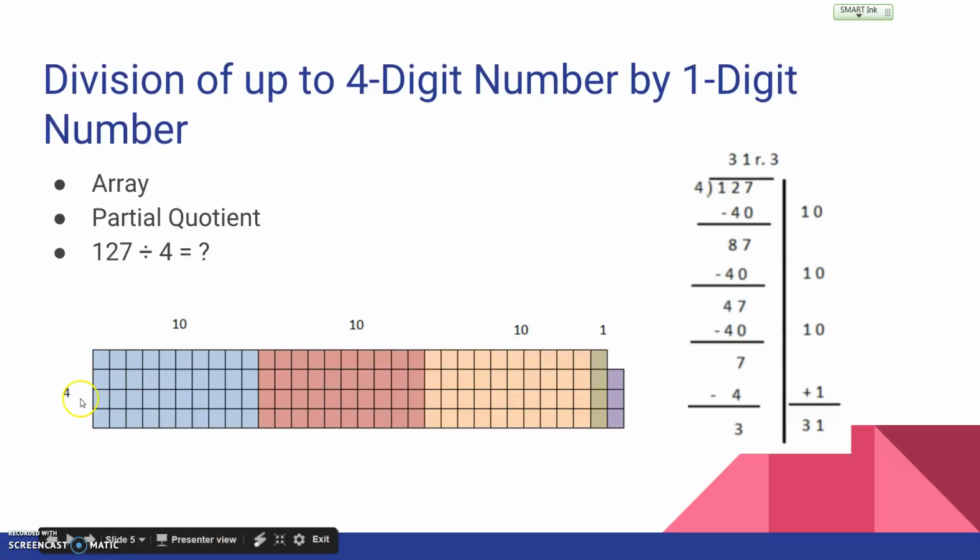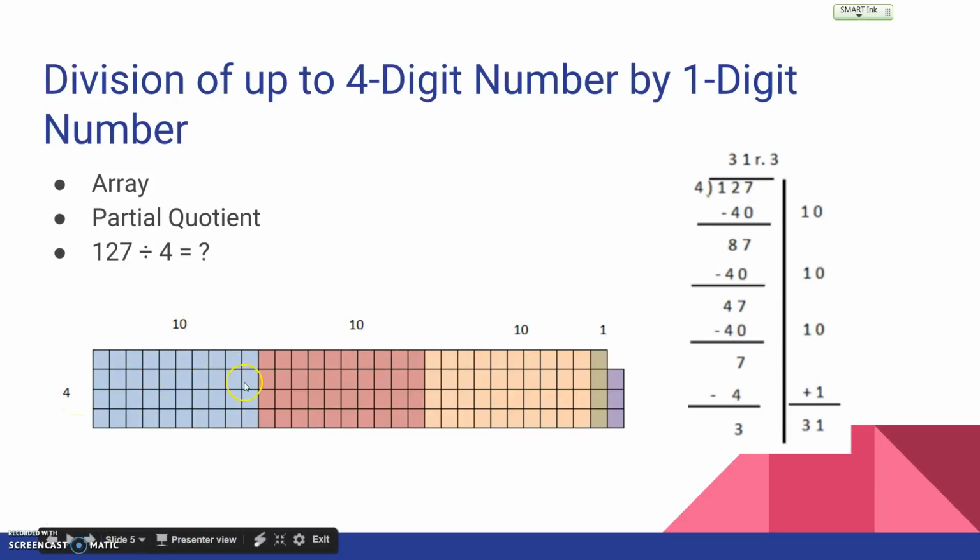So I'm making groups of 4, and you can see on the side there are 4 rows, a column of 4, and I'm going to make 10 groups. So I have 10 squares across here. So it's a 4 by 10 rectangle, and 4 times 10 is 40.